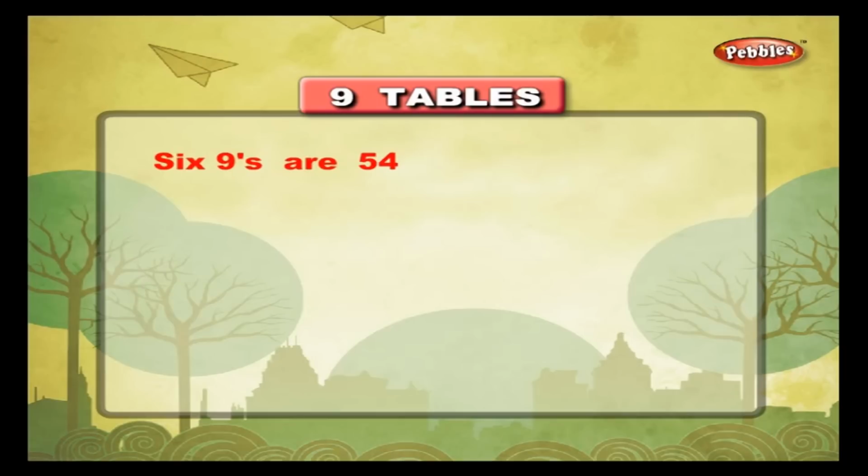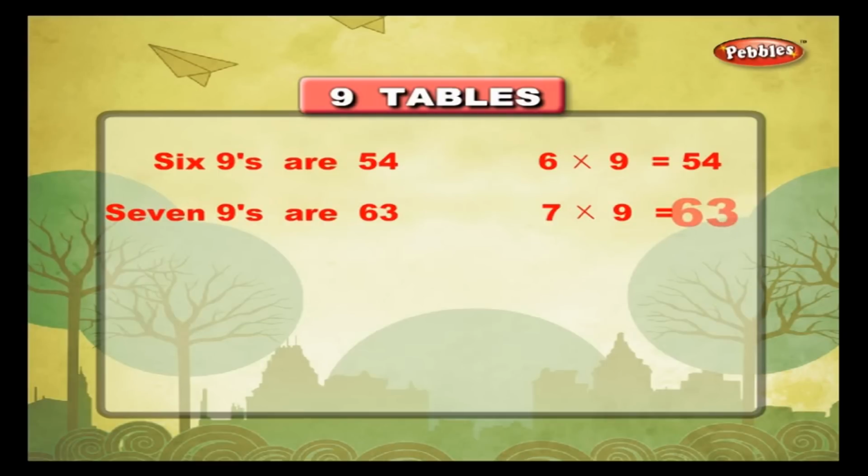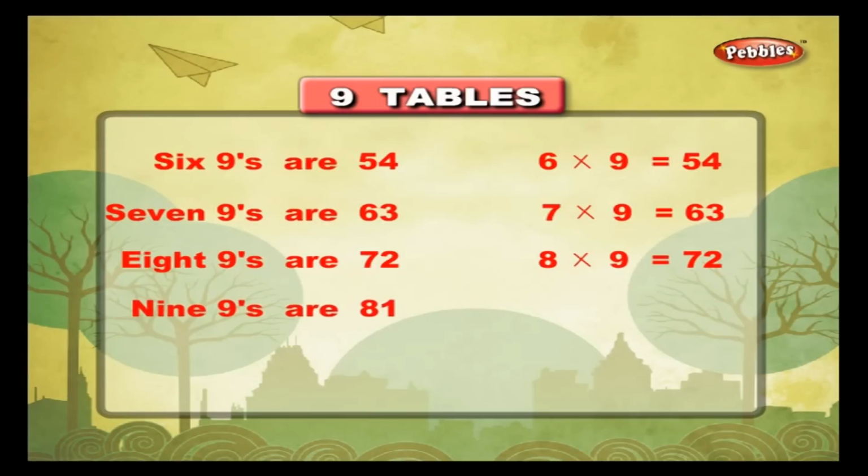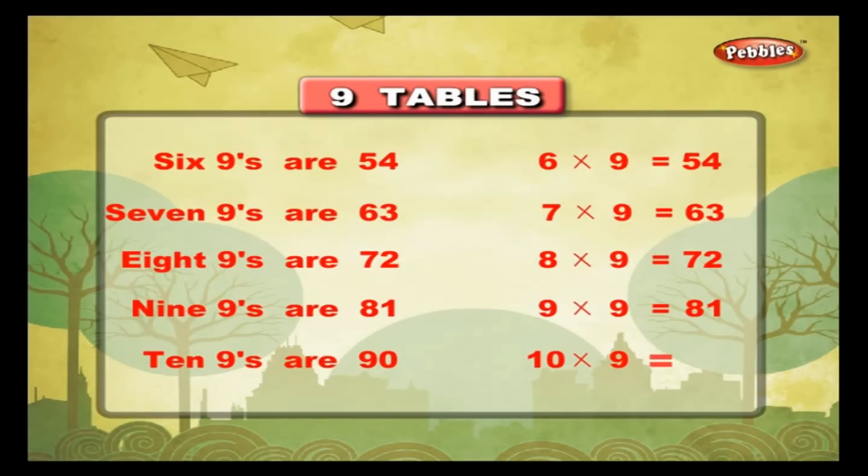6 nines are 54. 6 into 9 is equal to 54. 7 nines are 63. 7 into 9 is equal to 63. 8 nines are 72. 8 into 9 is equal to 72. 9 nines are 81. 9 into 9 is equal to 81. 10 nines are 90. 10 into 9 is equal to 90.